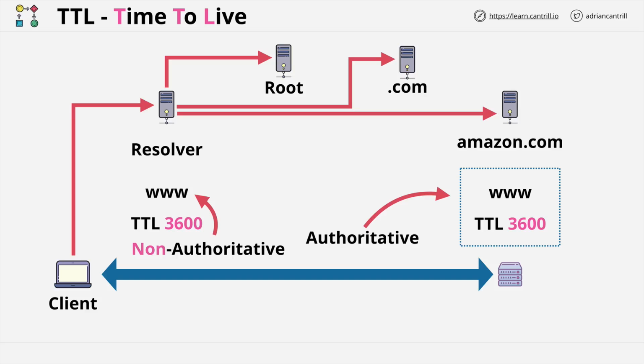DNS is often the cause of project failures because of TTL values. If you are doing any work that involves changing any DNS records, it's always recommended to lower the TTL value well in advance of the work, sometimes days or weeks in advance, and this will make sure that you have less caching issues when you finally do change those records.